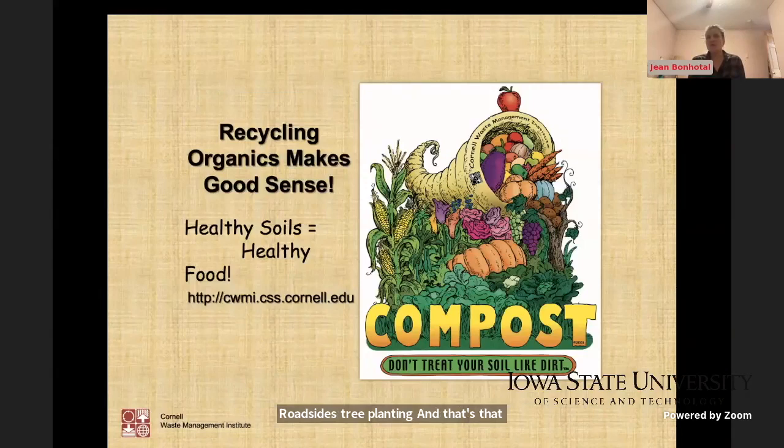We want to make sure that we're recycling all our organic matter. In my dreams, if we could put 3 inches of compost over the whole terrestrial earth, I think we'd have way better soil, and things would be so much better.